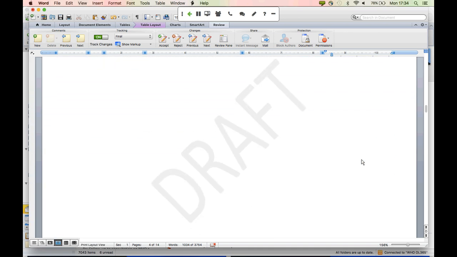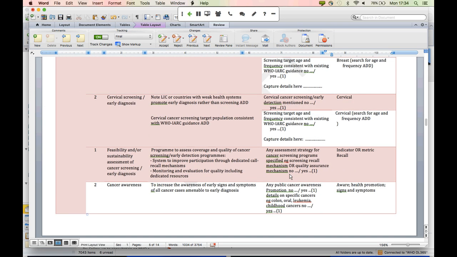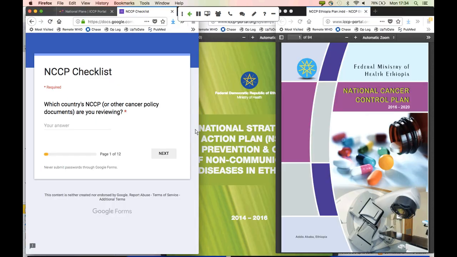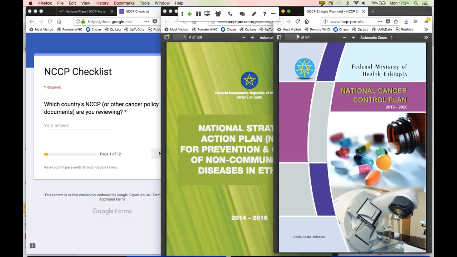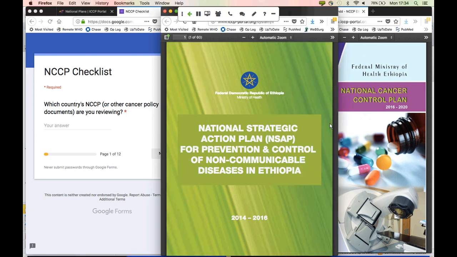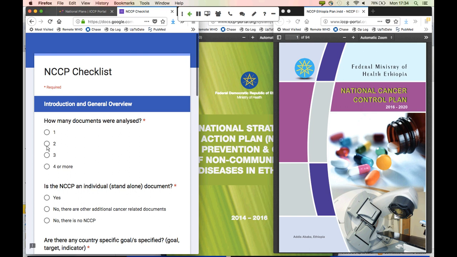So please, in your review, comment on these if you feel that there's something that's not clear or something that should be changed. Once that's done, the next thing you can do is I can show you here what a country review would look like. So here I pulled up Ethiopia. You see that they have an NCD plan and they have a cancer control plan. So we would start here and say, what country are you reviewing? Ethiopia. Here, this is the Google form.